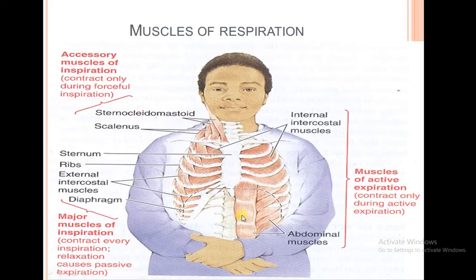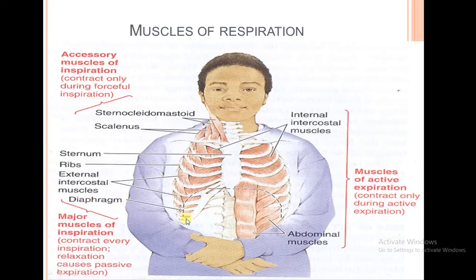So you all know that respiration consists of two phases, inspiration and expiration. So we have two groups of muscles, the inspiratory muscles and the expiratory muscles. The inspiratory muscles are further divided into muscles of quiet inspiration, or we can say the major muscles of inspiration, and the muscles of forceful inspiration, which are also called accessory muscles of inspiration. So the major muscles of inspiration include the diaphragm.